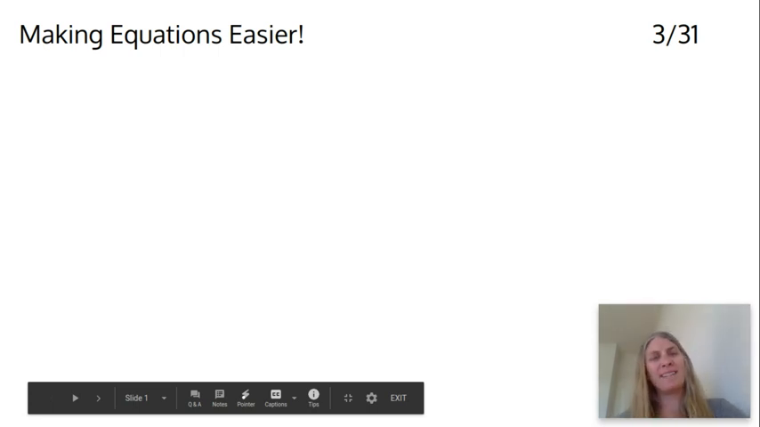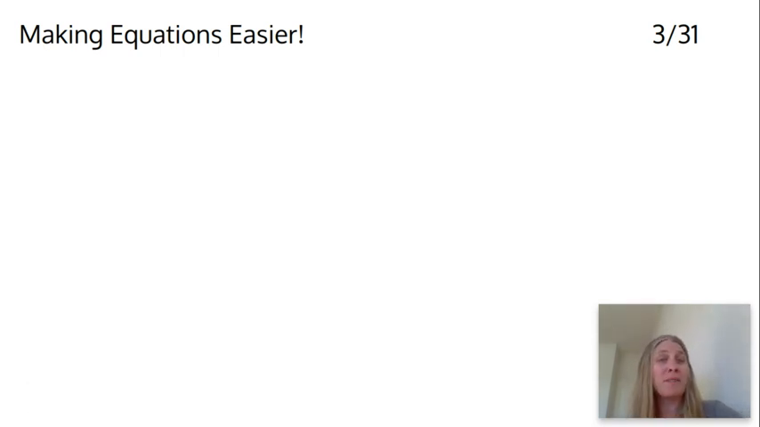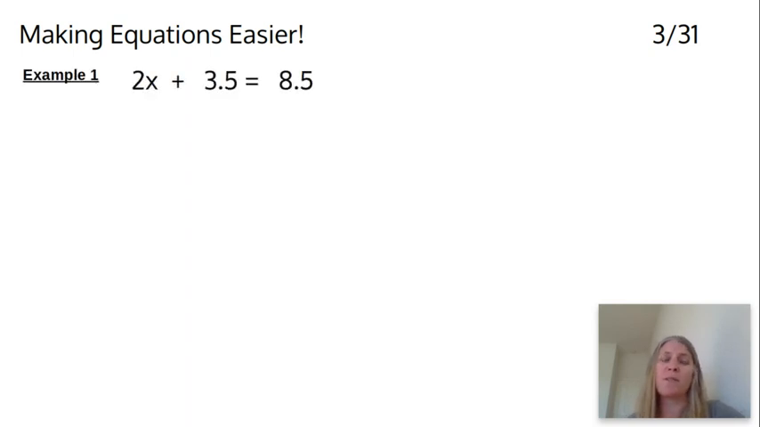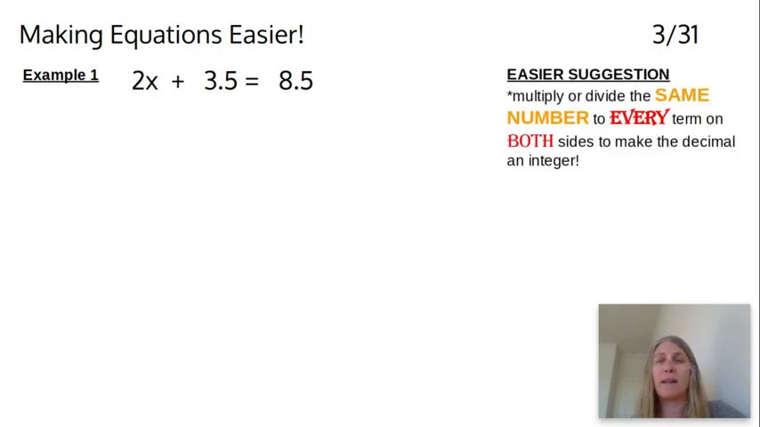Today we're going to take a look at how to make some specific equations a little bit easier. So we're going to start with the equation 2x + 3.5 = 8.5. And as you can see, there's decimals. So we're going to learn the technique of multiplying or dividing the same number on both sides, to every term, to make it a different, simpler problem.